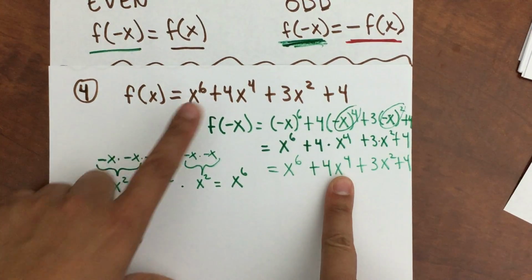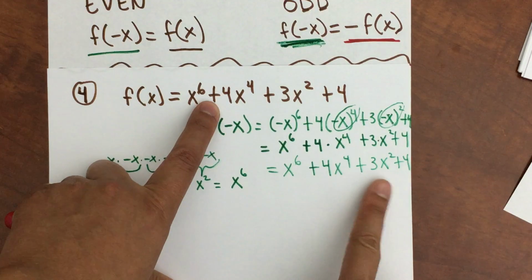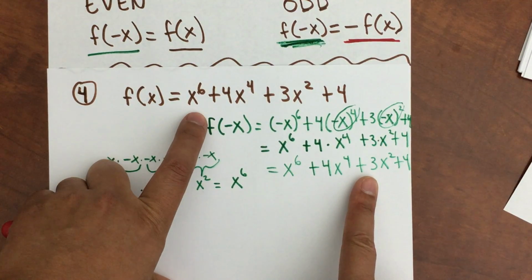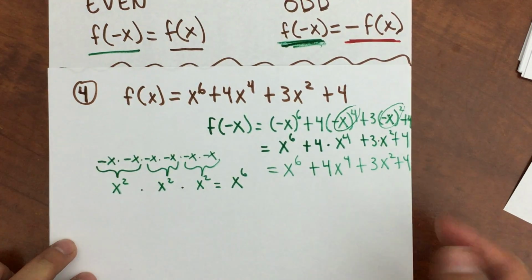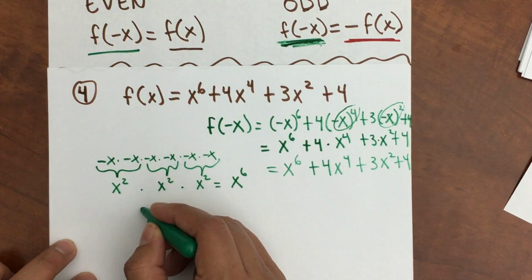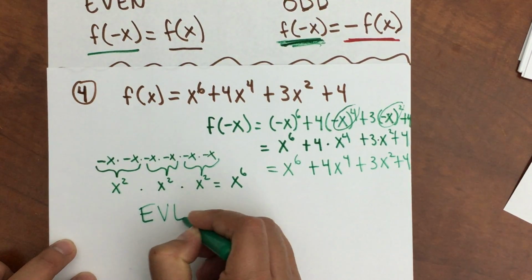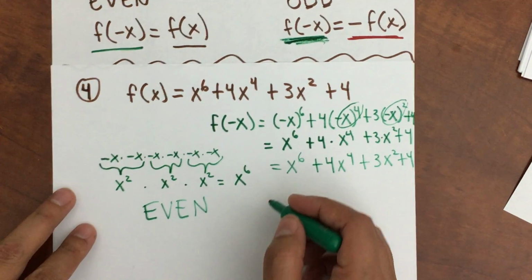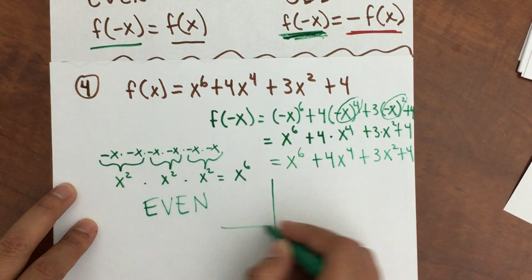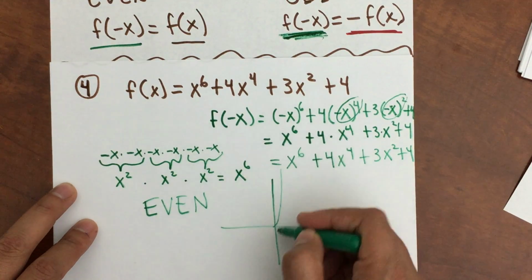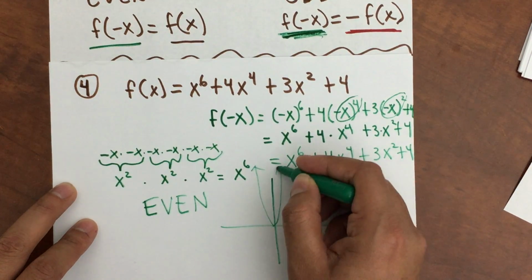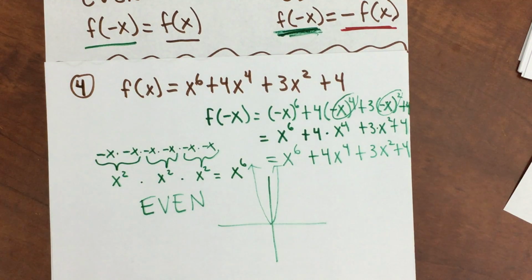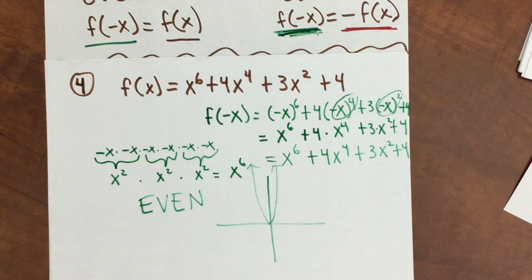So now I'm going to compare these ones. Are these the same? And yes, it is. So it's even. It has even symmetry. And the graph is going to be something like this. Okay, let's do another example.